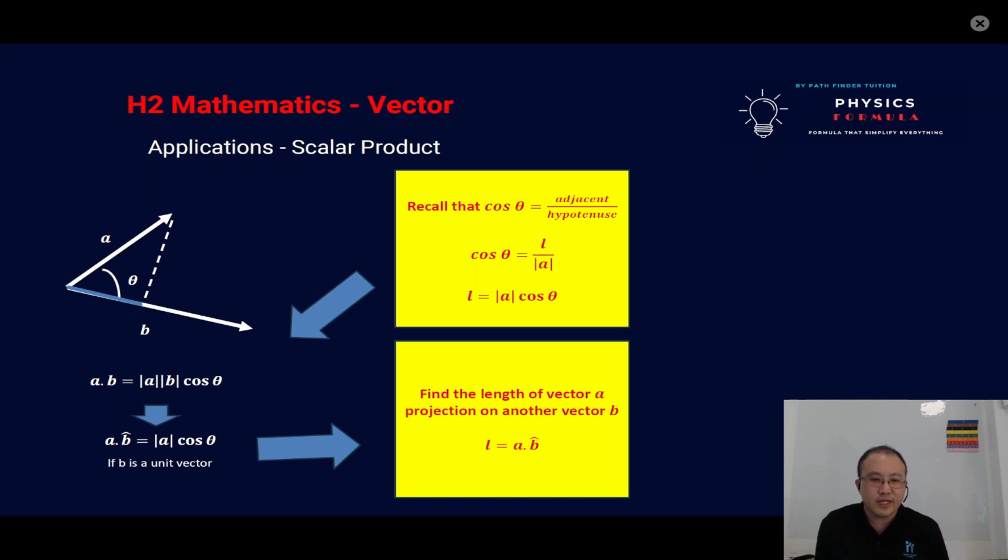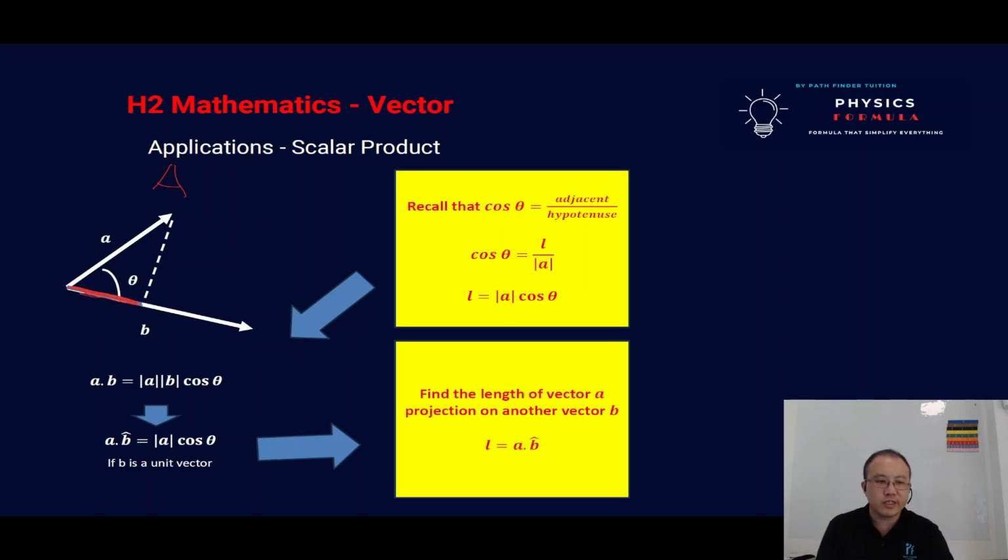Application of scalar product. The second application is to help us find the length of vector projection. The length of vector projection is just to say that, imagine I put a light bulb at the top, and now if I put a light that shines downward, this white arrow that I see will have a shadow that's cast on the ground, this part. So imagine this is a shadow.